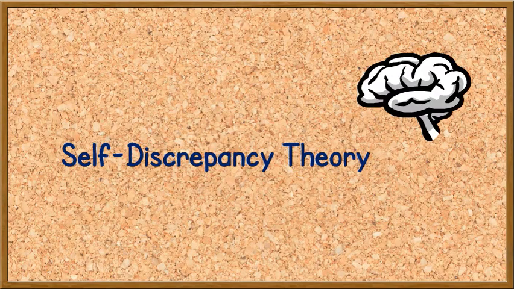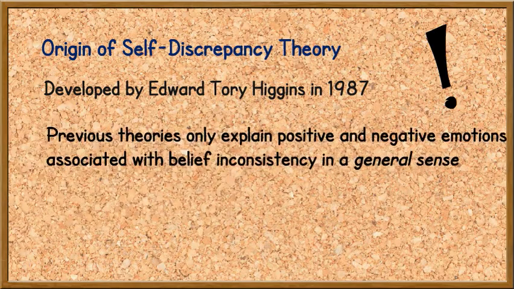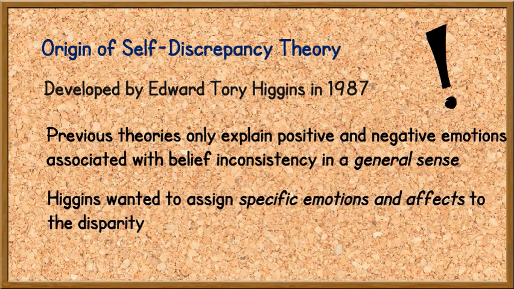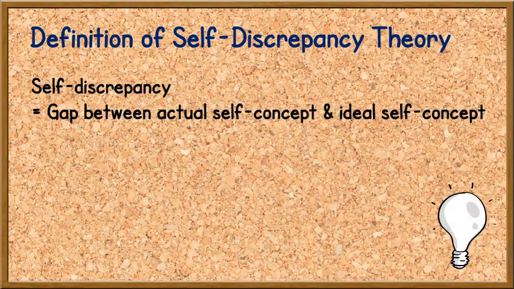The self-discrepancy theory was developed by Edward Higgins in 1987. He noticed that previous theories, such as the imbalance theory, only explain positive and negative emotions associated with belief inconsistency in a general sense. As Higgins wanted to assign specific emotions and effects to the disparity, he developed the self-discrepancy theory. Self-discrepancy refers to the gap between actual self-concept and ideal self-concept.